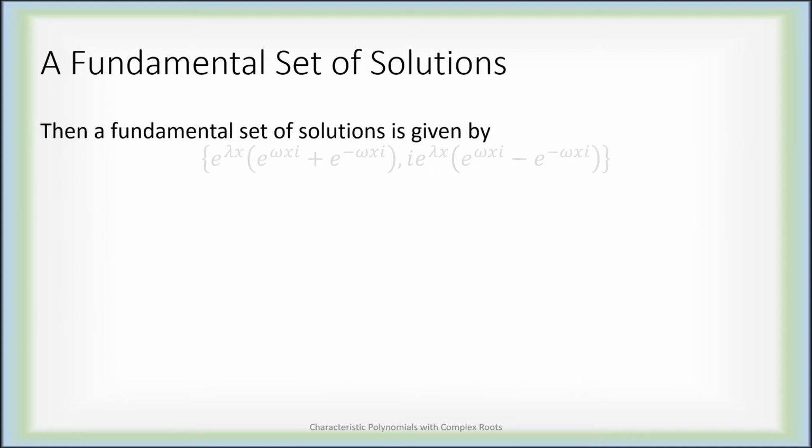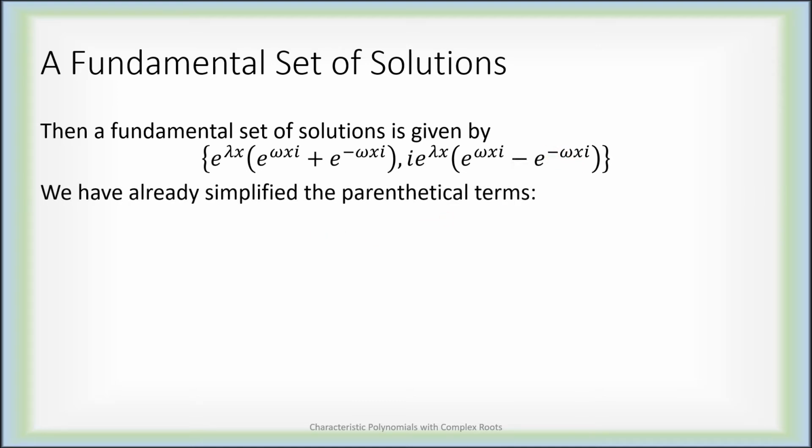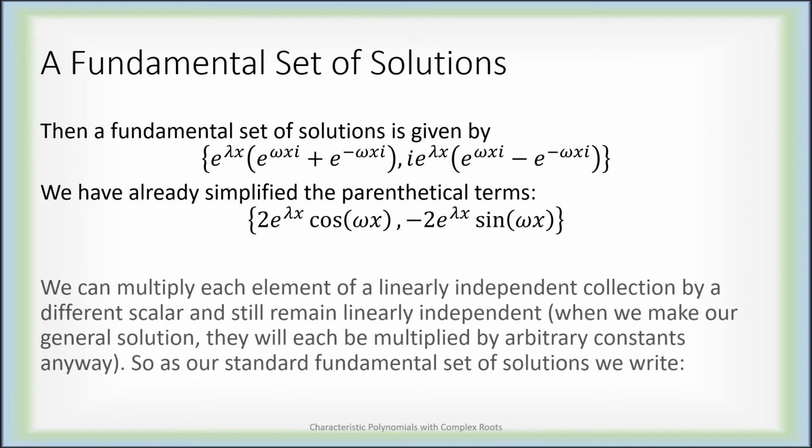So a fundamental set of solutions is given by e to the lambda x times e to the omega xi plus e to the minus omega xi, and i times e to the lambda x times e to the omega xi minus e to the minus omega xi. Now we've already simplified the parenthetical terms quite a lot: 2e to the lambda x cosine omega x and minus 2e to the lambda x sine omega x.